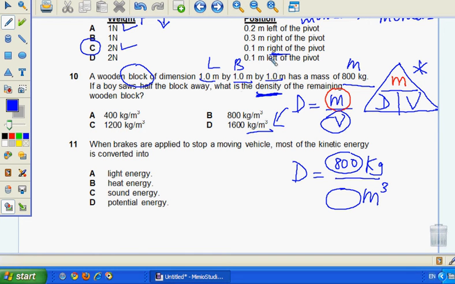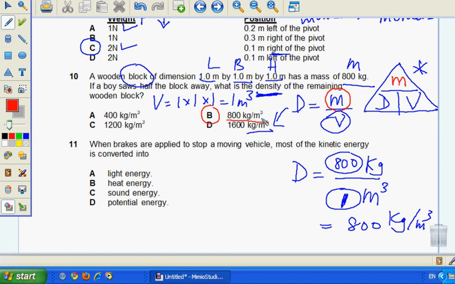So in this case, my volume is actually equal to 1 times 1 times 1, which gives me 1 cubic meter. So I'll substitute my value 1 here. If I take 800 divided by 1, I'll get back 800 kg per cubic meter. So the answer in this case will be option B, 800 kg per cubic meter.